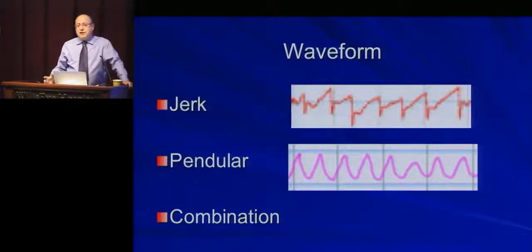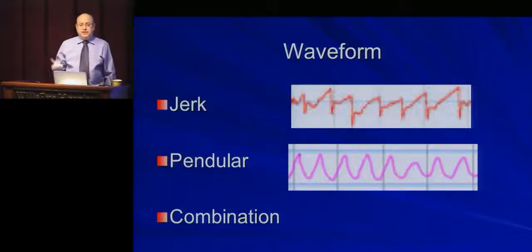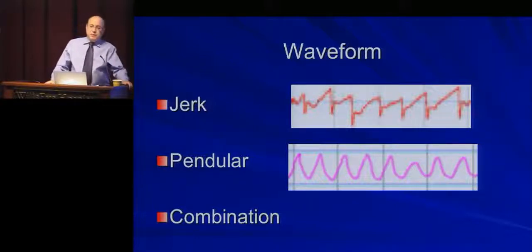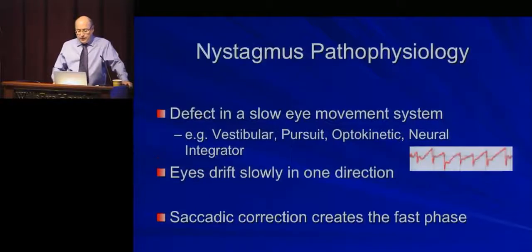We want to characterize the waveform. So here are some eye movement recordings, but you don't have to do that. You can see it clinically. Is there a slow phase and a fast phase? That's jerk nystagmus, which is the most common. Or is it pendular, meaning slow in both directions, equal velocity in both directions? Or is it a combination of jerk and pendular, which might be the most common thing you would see in infantile or congenital nystagmus?